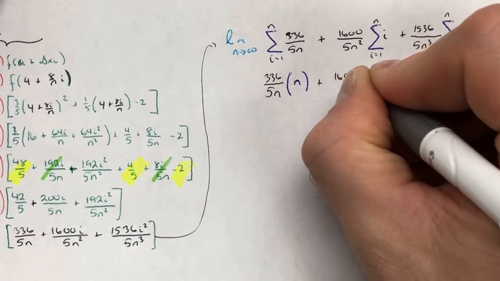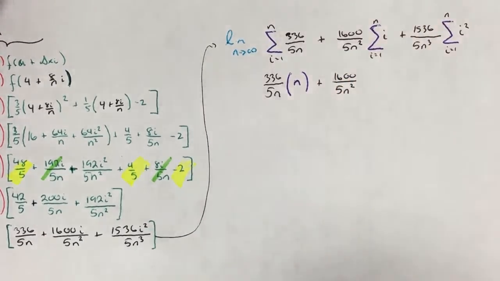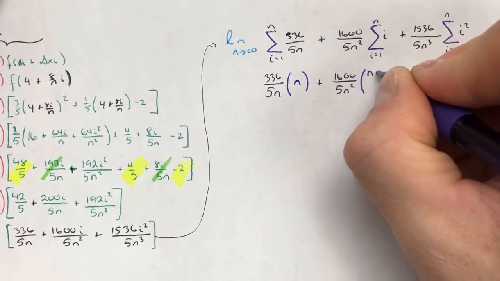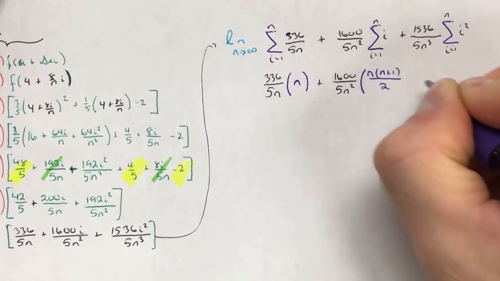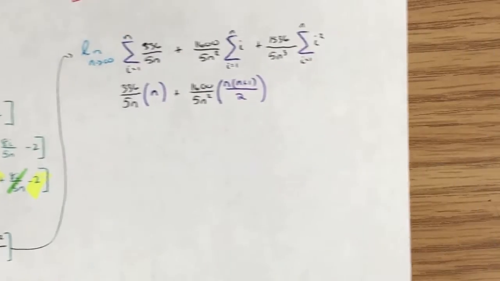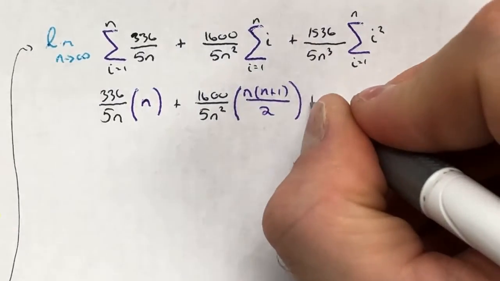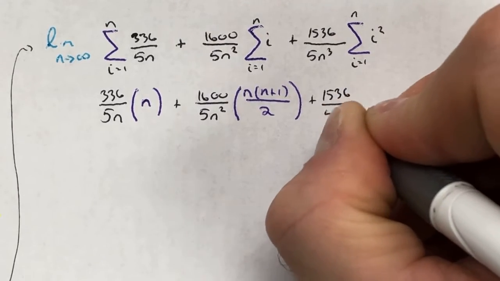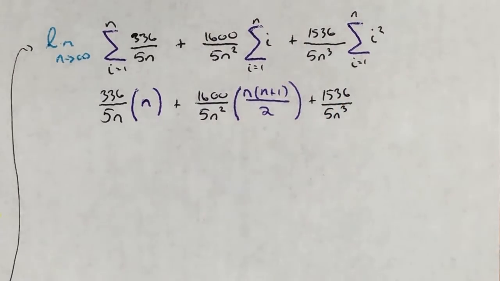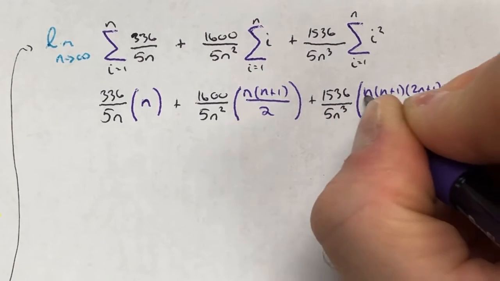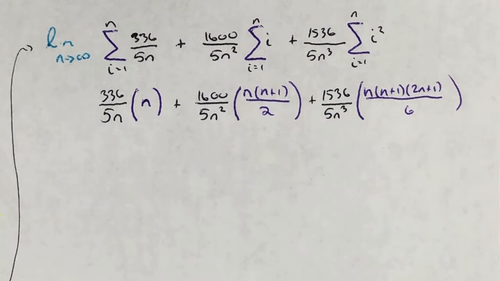I have 1600 divided by 5n squared times n plus 1, all divided by 2. And then the last thing that we're going to be doing, as we zoom in right here, is plus 1536 over 5n cubed times n plus 1, 2n plus 1, all divided by 6. Okay. We're going to start eliminating some of these.